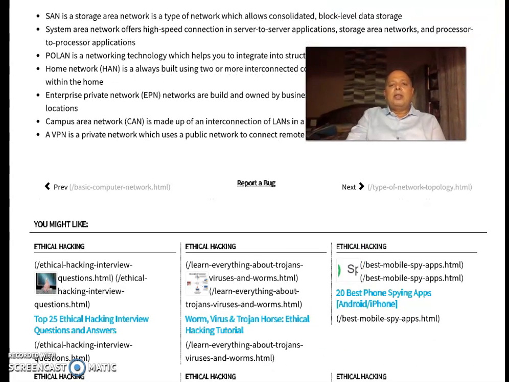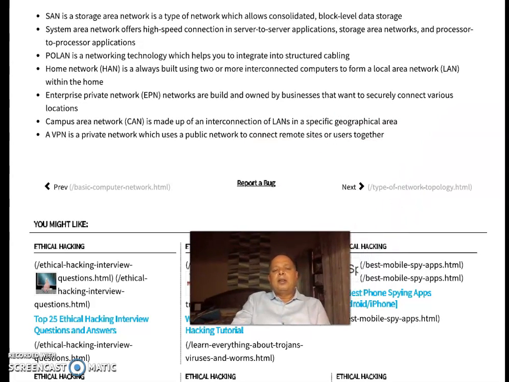And then we have seen SAN is a network whose basic purpose is to store data, block level data storage, and share the blocks amongst a number of users on the network. System area network, we have seen, is used for high speed connection, on a server to server basis, or storage area networks, or processor to processor basis.